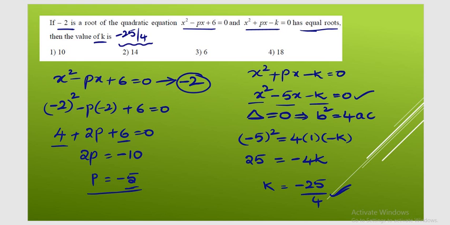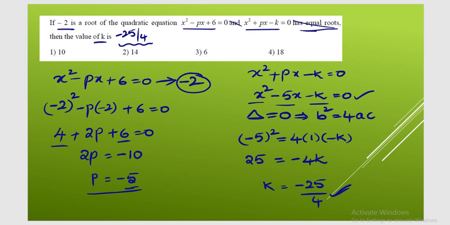For this particular question, what is the answer of k? K is minus 25 by 4, but it is not given in the options, right? See, if you want to get anything from the options, then what we need to do is change the question. So the question should be like this. This particular equal root should be removed, and minus 2 should be the root of these two quadratic equations. Then what will happen?